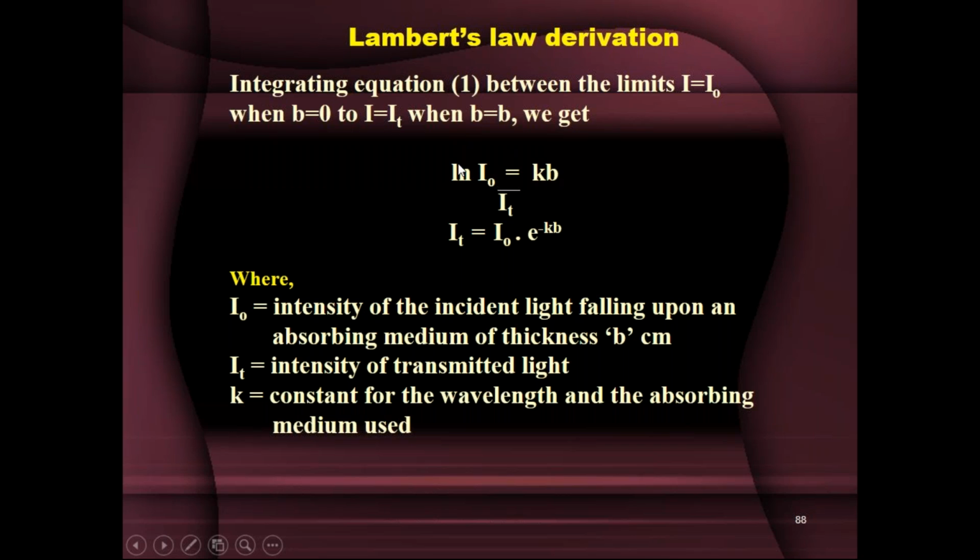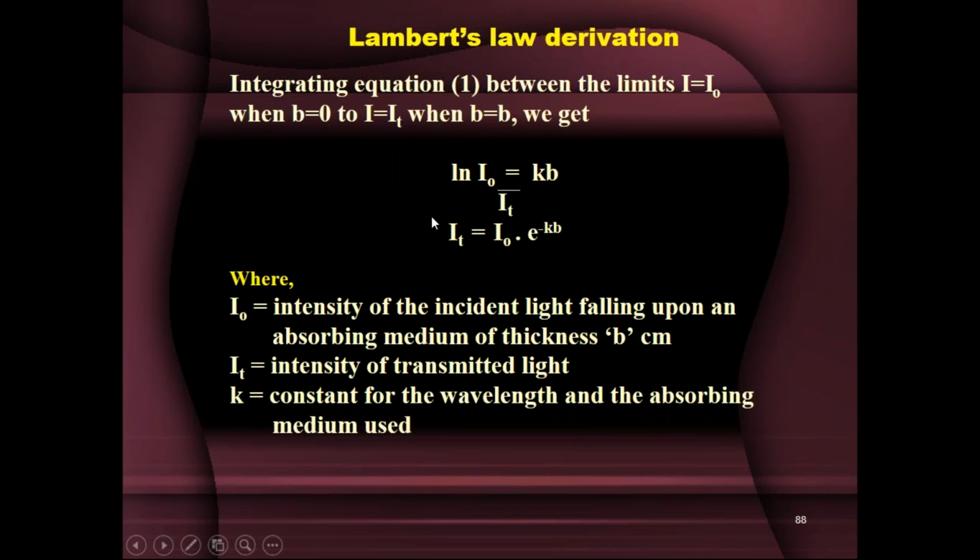So at any thickness b, what is I? I would be equal to the transmitted light, because the moment you have some thickness, there will be some absorption, because the solution is capable of absorbing that wavelength of light. And if there is absorption, there will be a decrease in intensity compared to incident light. And this decreased intensity is the intensity of transmitted light. So we say I equals IT when b equals b. This is the lower limit and this is the upper limit.